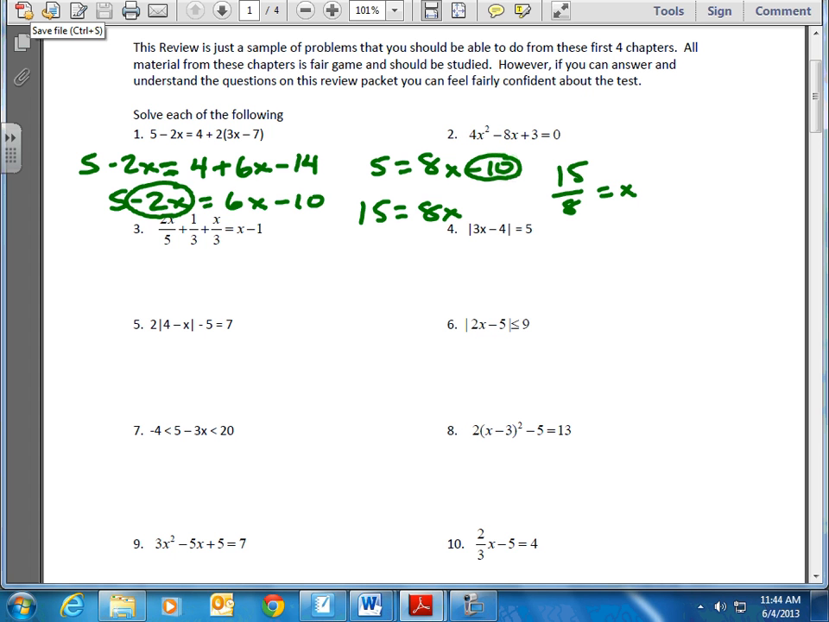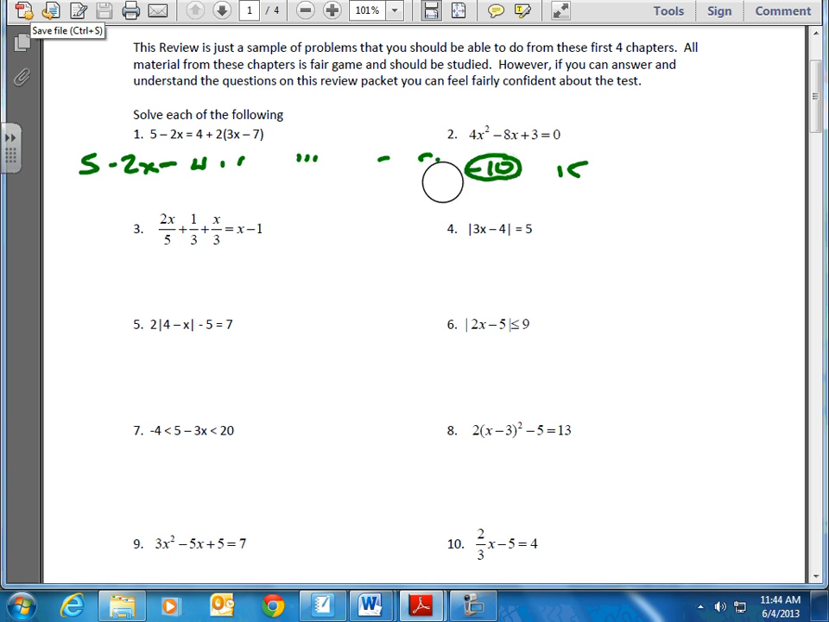Question 2, not a linear equation. Question 2 is a quadratic equation. How do I know? Because the x is squared. When you have a quadratic equation, remember back from 055 and from chapter 7, to solve a quadratic, you have several options. You could factor it. You could put it into the quadratic formula. You could complete the square, but we haven't talked about that a lot. But I'm going to try one of the first two.